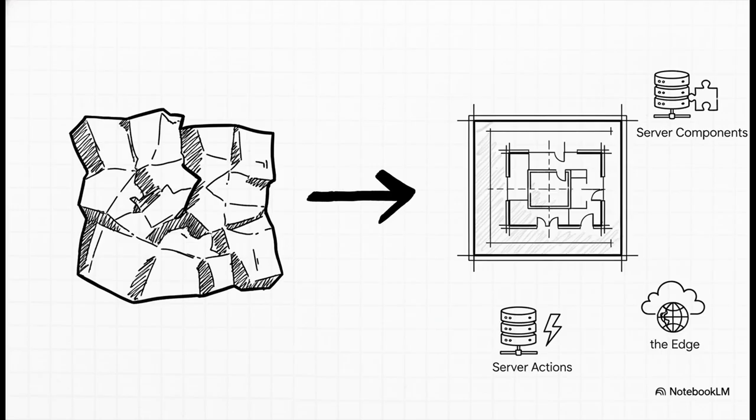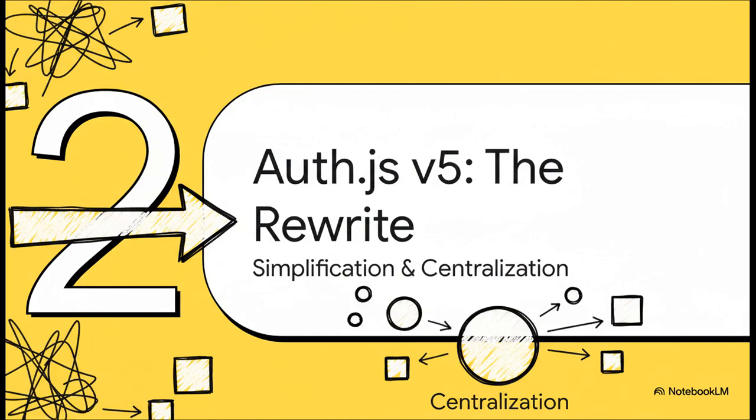And that's exactly where Auth.js v5 comes in. This isn't just an update, it's a complete rewrite built from the ground up for this specific new world. So let's get into the solution. And to really appreciate why version 5 is such a game changer, you have to see what it's replacing. The whole philosophy behind this rewrite can be summed up in two words: simplification and centralization.